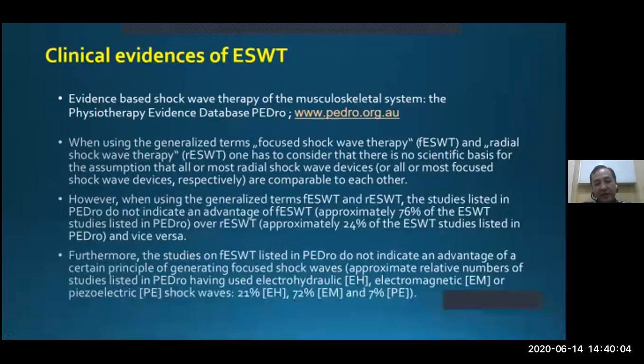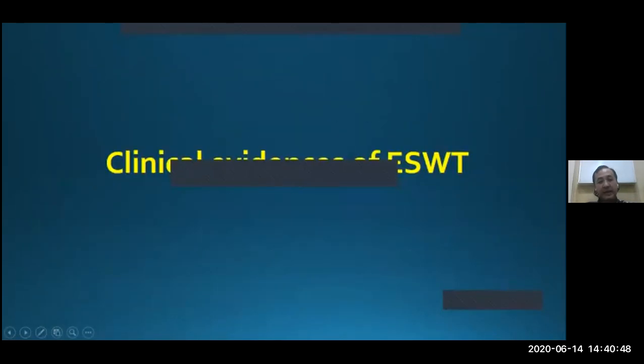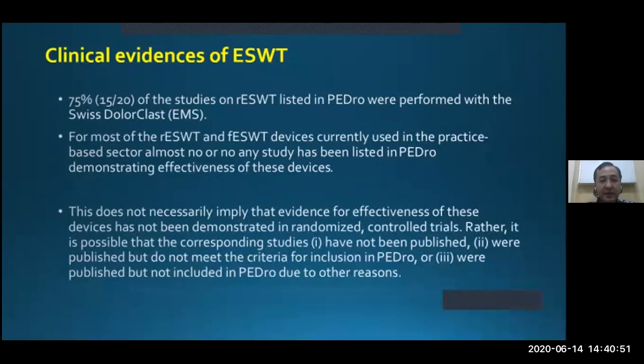It's not sure which one is best, or which has more advantage between focused or radial, according to the many studies in the PEDro database here. Furthermore, the studies on focused shockwave listed in PEDro do not indicate an advantage of a certain principle of generating focused shockwave, because the approximate relative number of studies listed in PEDro that used electromagnetic or piezoelectric shockwave is 72% electromagnetic and 7% piezoelectric. And 75% of the studies on radial shockwave listed in PEDro were performed with Swiss DolorClast devices.